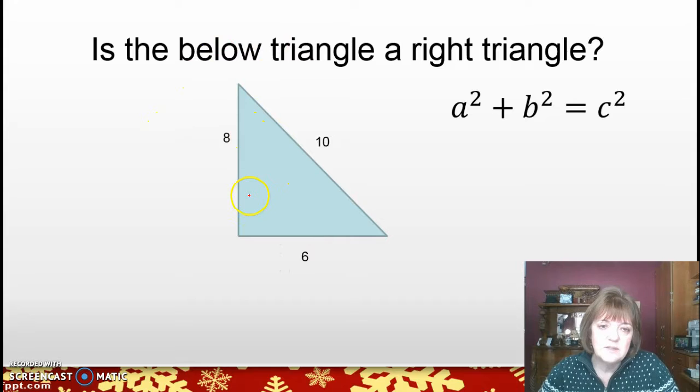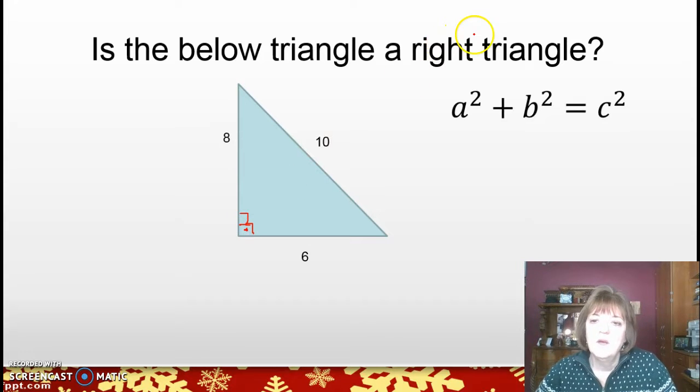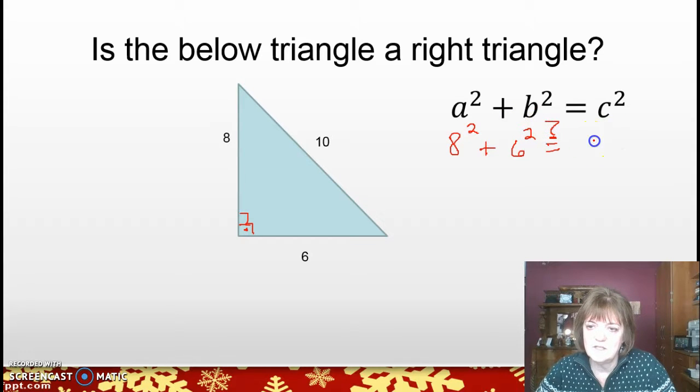So it looks to me like we can see 8, 6, and 10. This would be what we would call the hypotenuse if this is a right triangle. If it is, we don't know. I'm going to put a big question mark. Okay, so I'm going to set up our equation. A squared plus B squared equals C squared. 8 is the A squared, and 6 is our B squared, and does it equal C squared, which is 10 squared? All right, does it equal that?